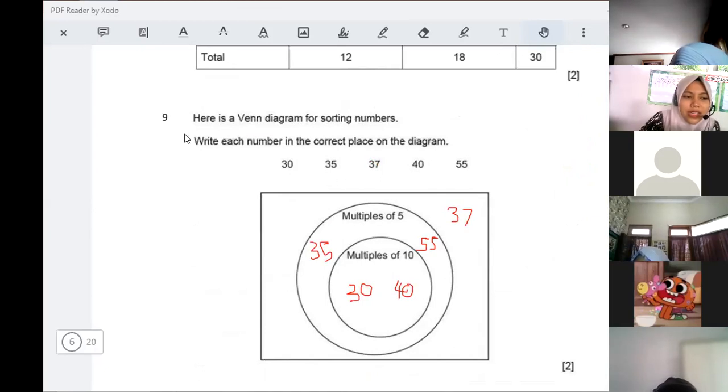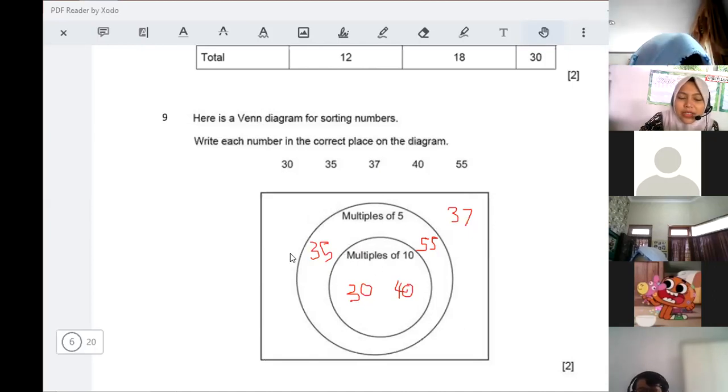Okay, now this one. Here is a Venn diagram for sorting numbers. Write each number in the correct place on the diagram. So for this, I think it's quite clear, yeah? This means multiples of 10 and also multiples of 5. Of course, all multiples of 10 are also multiples of 5, right? Any multiple of 10 is a multiple of 5 too.